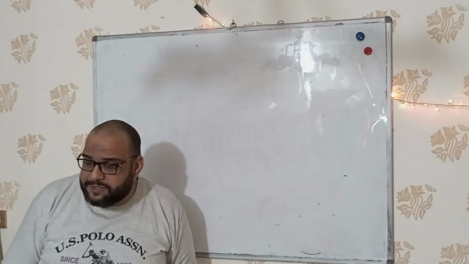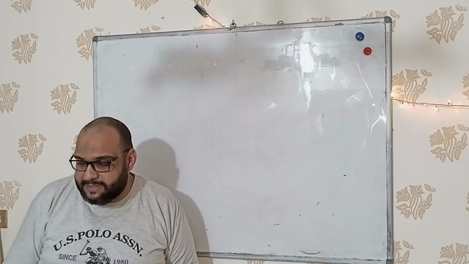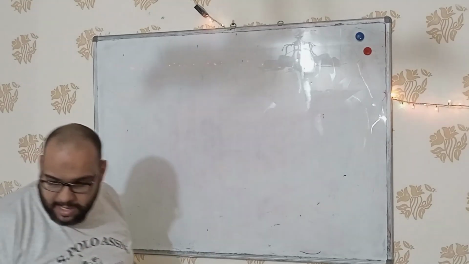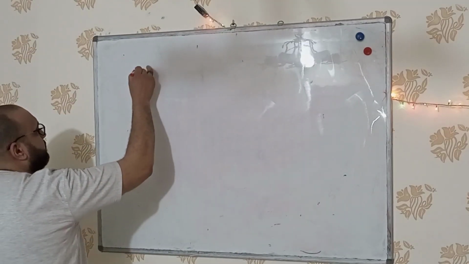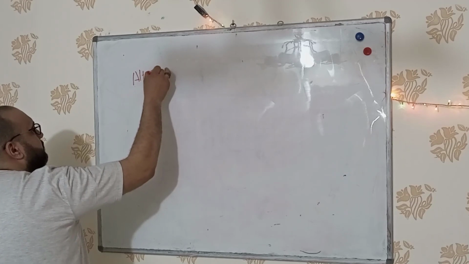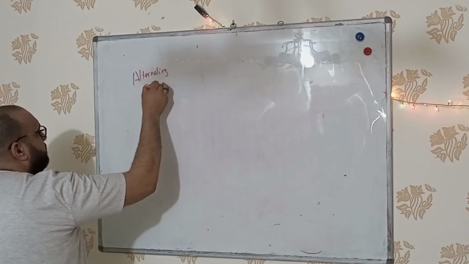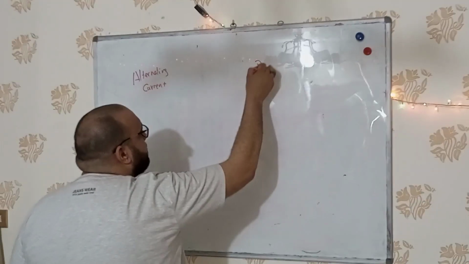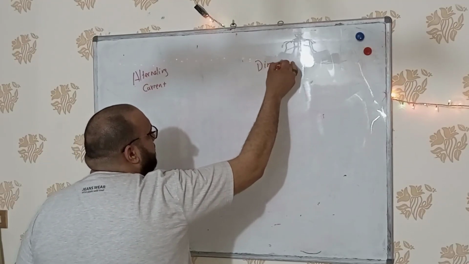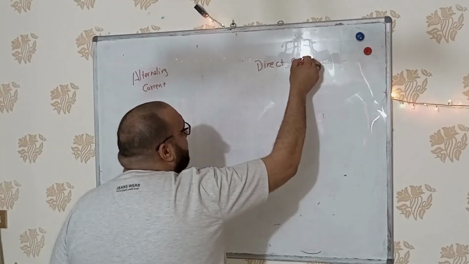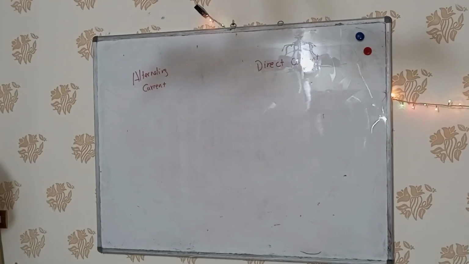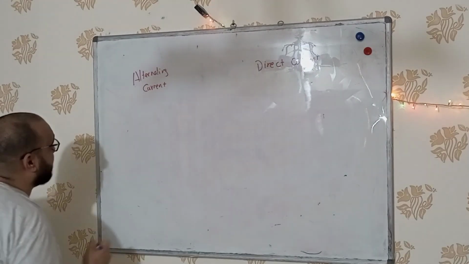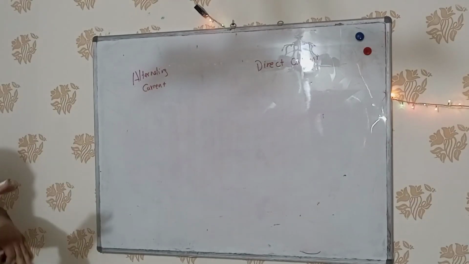But you also need to know the difference between the alternating current and direct current. Briefly, we need only to know the definition. Alternating current is a current that has no direction. It has opposite directions, can flow in the opposite directions.